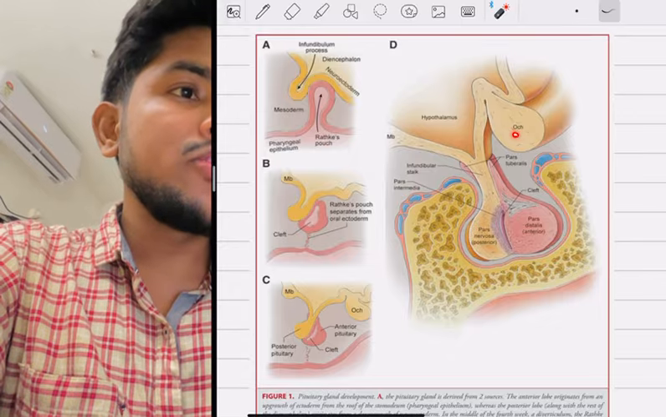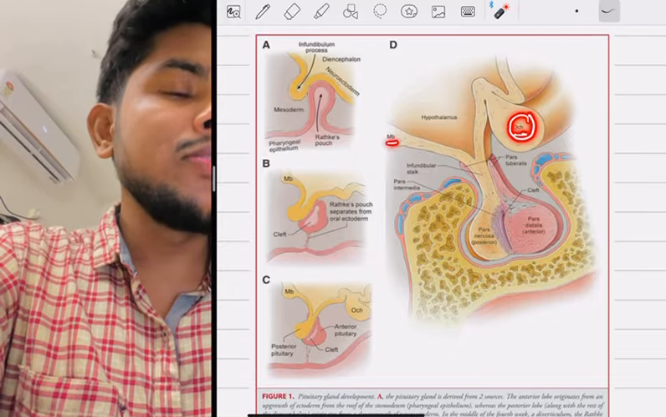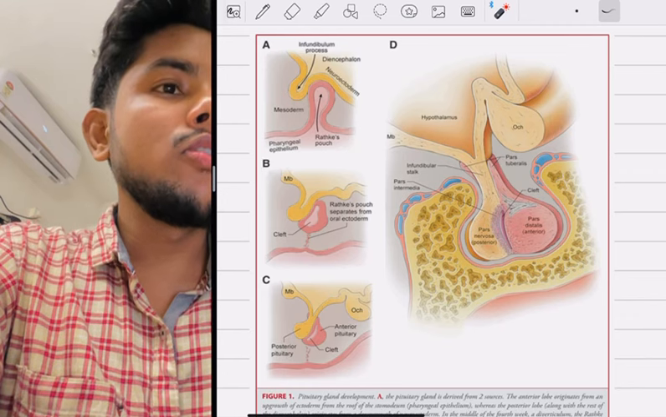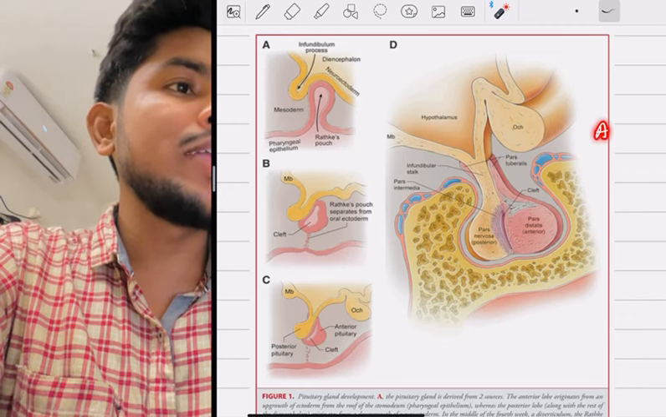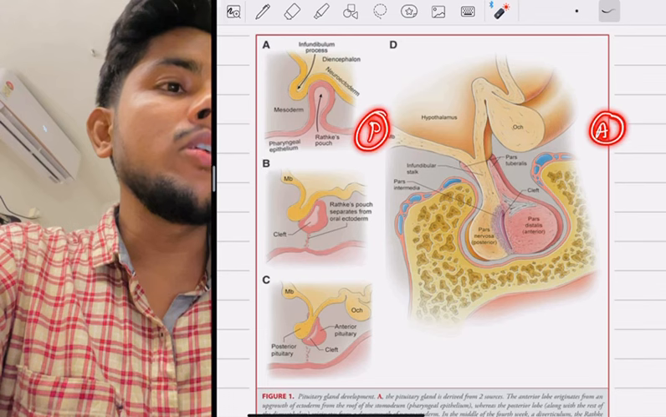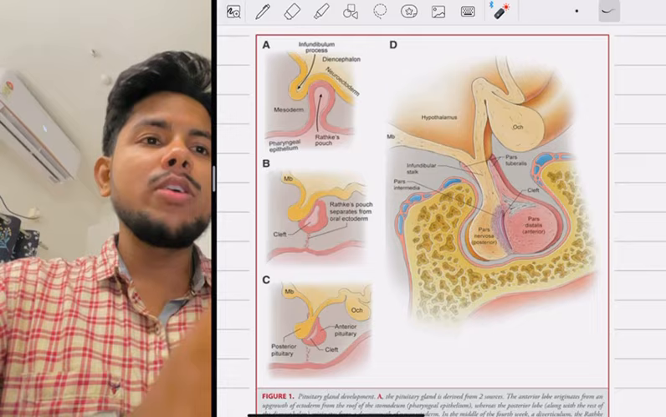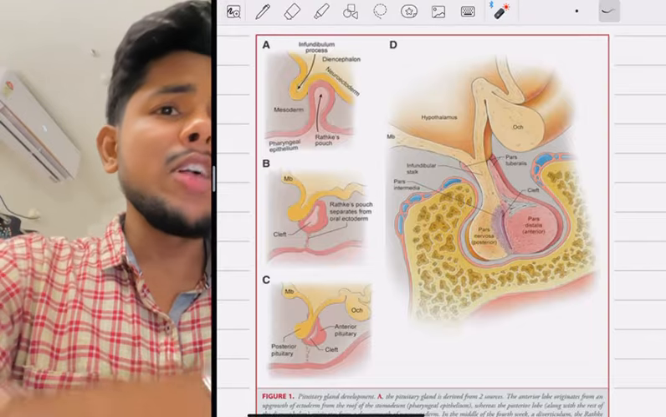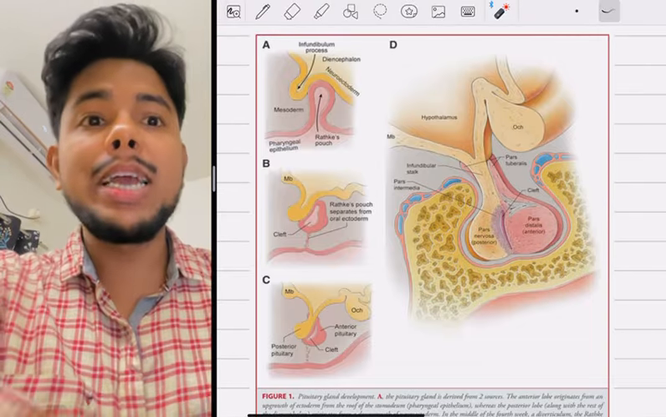respectively. The structure right over here is known as the optic chiasma, and this MB is your mammillary body. So this is your front, the anterior part, and this is your posterior part. Am I clear with this diagram and the entire embryology? Because it is super important as far as how the hypothalamus and the pituitary gland function.